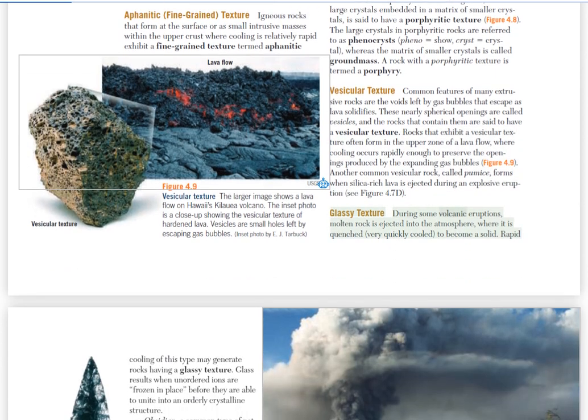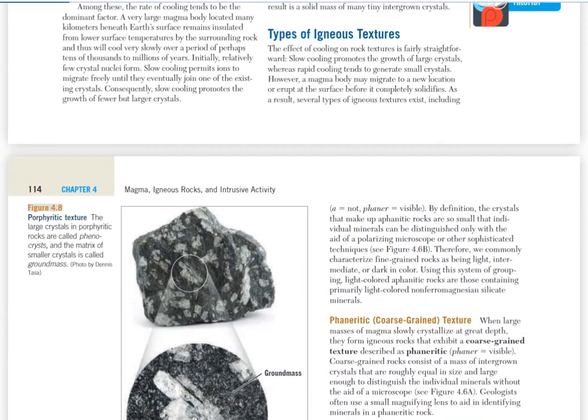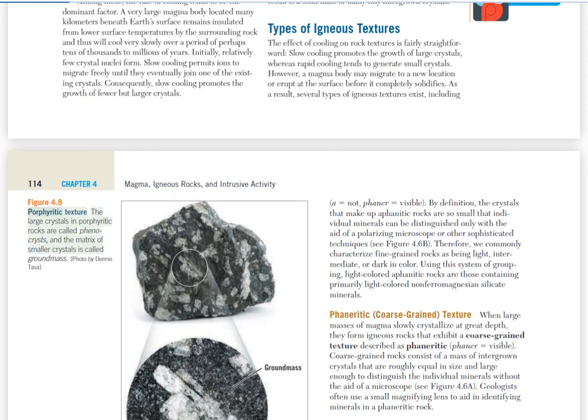Glassy texture. During some volcanic eruptions, molten rock is ejected into the atmosphere, where it is quenched to become a solid rapidly.